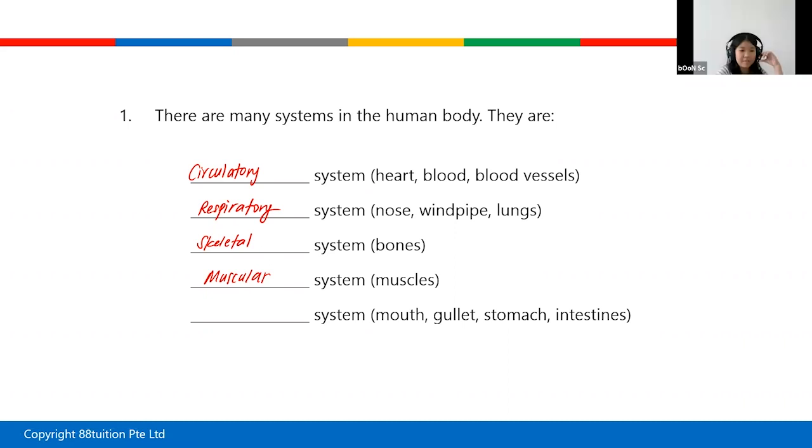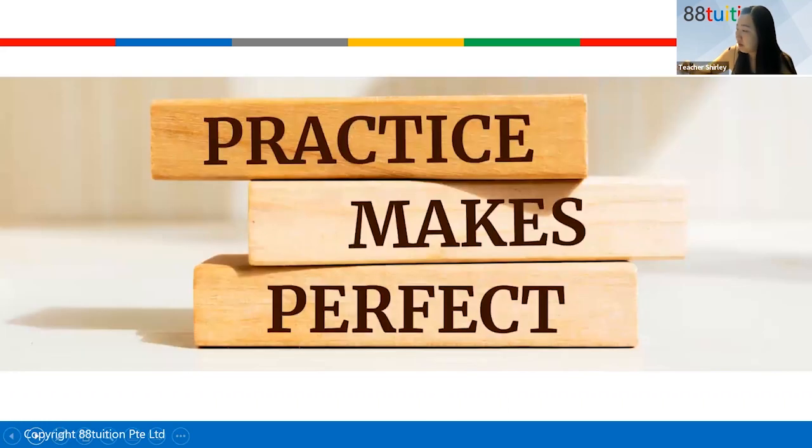Ariano, last one. Which system comprises the mouth, the gullet, the stomach, and the intestine? Digestive. Very good. Well done. Seems like you're very familiar with the different parts and the systems. Good. Now we have to put our theory into practice.